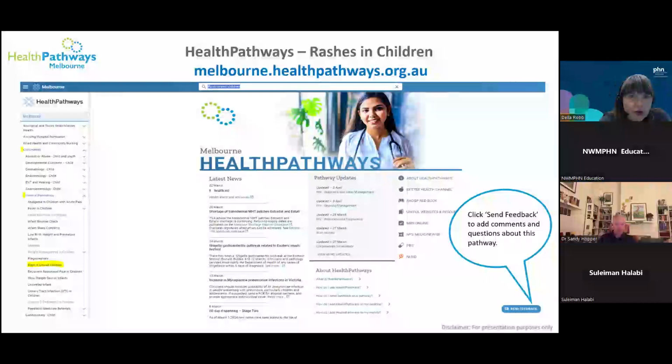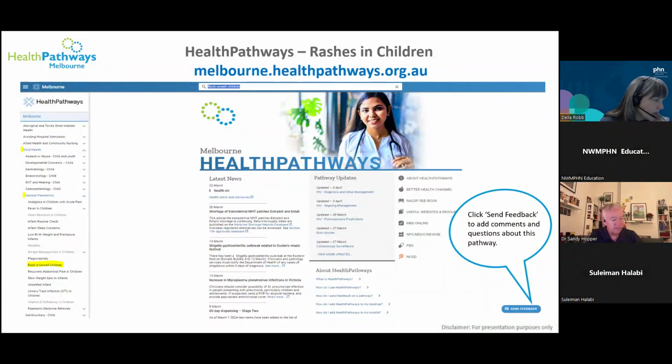So if we just have a quick look, this is the landing page. This is what you're faced with when you get into it. It's very, very simple and easy. It's really user-friendly. So down the left, the search bar is towards the top of the screen. You can see there we've got rash unwell children, and the pathway links are on the left-hand side.